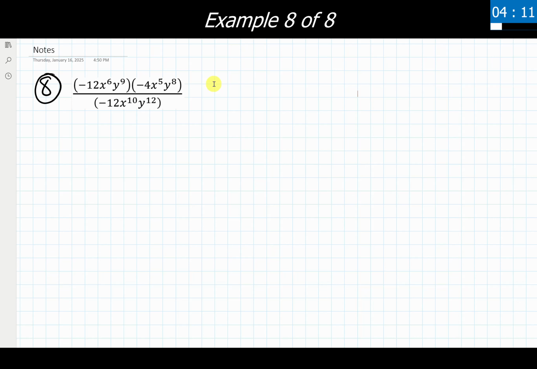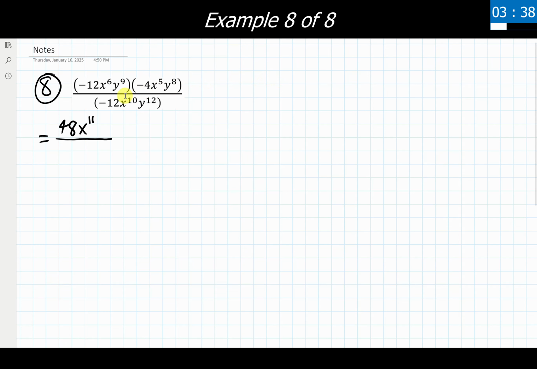So let's look at just the numerator here. I have coefficients showing up. I have negative 12 and I have a negative 4. Let's just multiply those two things together first. So negative 12 times negative 4, that's going to give me a positive 48. I then have x to the 6th multiplying with x to the 5th. That's going to use our product rule, which means that the exponents will add together. That's going to give me x to the 11th power.